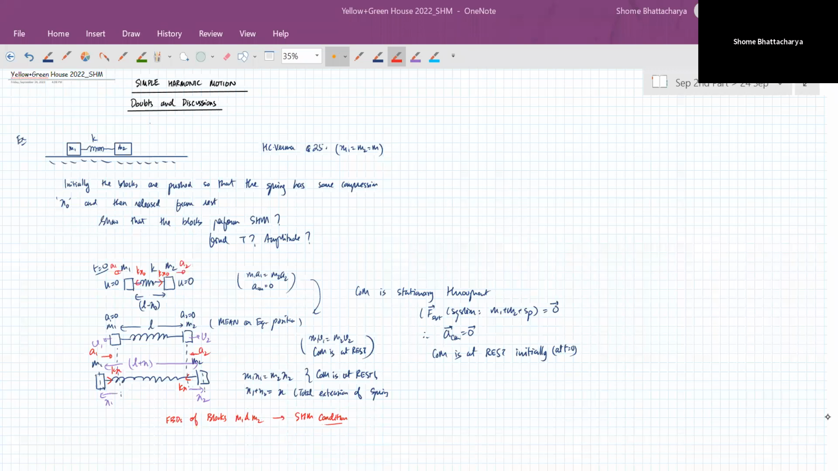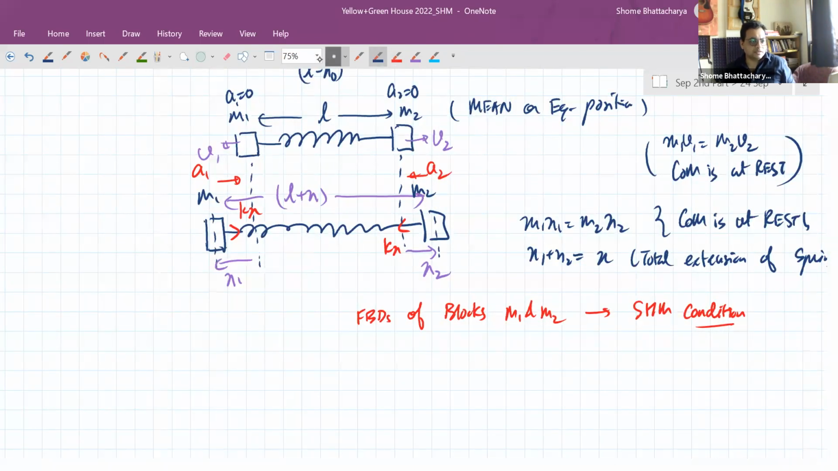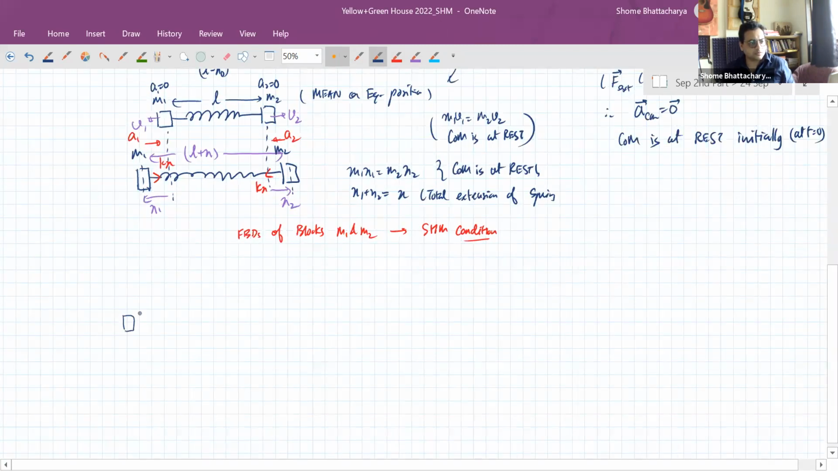Now, have you tried making the FBD and seeing if the SHM condition works out? If you've done that, you will see that you get an equation slightly different from the SHM equation, because on a block of mass M1 which is having an acceleration A1, the spring force is Kx. So we get Kx equal to M1 A1, but here A1 is minus d2x1 by dt square. It is not d2x by dt square, because remember x is x1 plus x2.